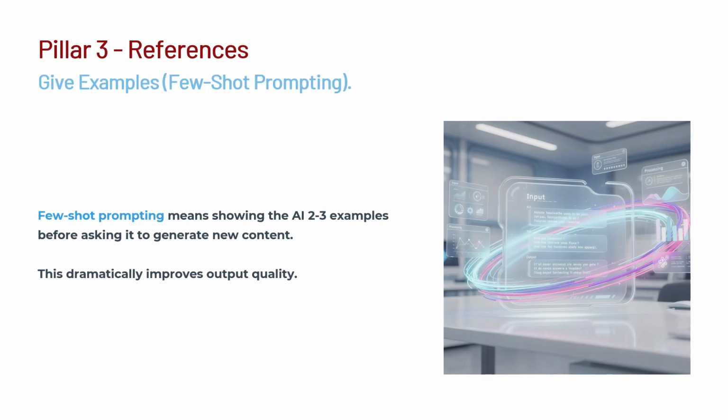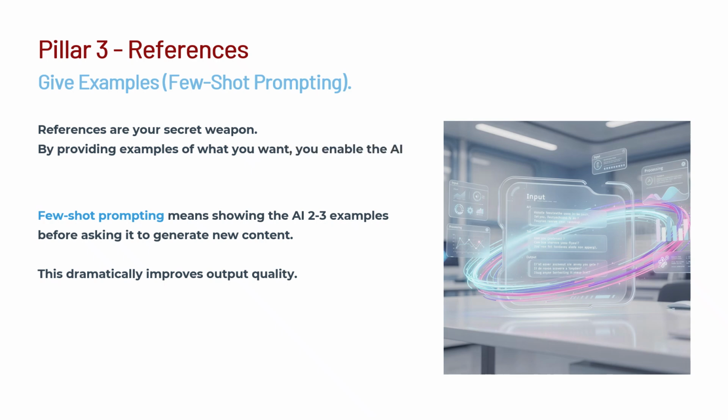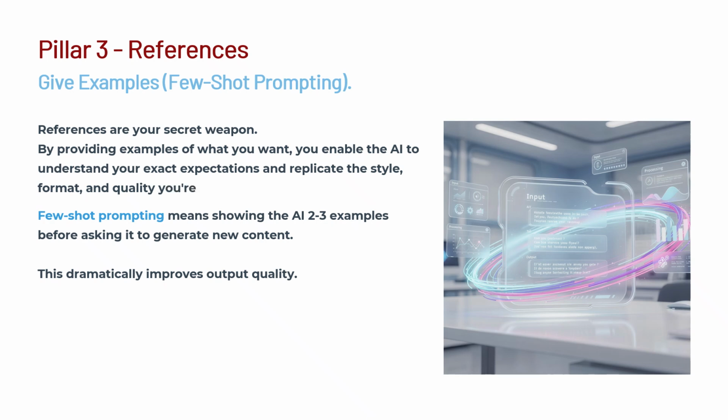To lock in quality, add references. Paste in your best previous work and tell the model, write a new version using the exact style and structure of these examples. This dramatically improves output quality.